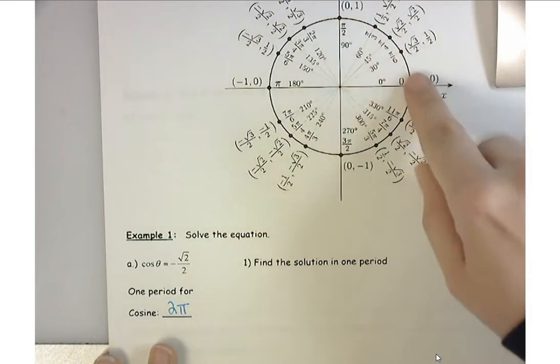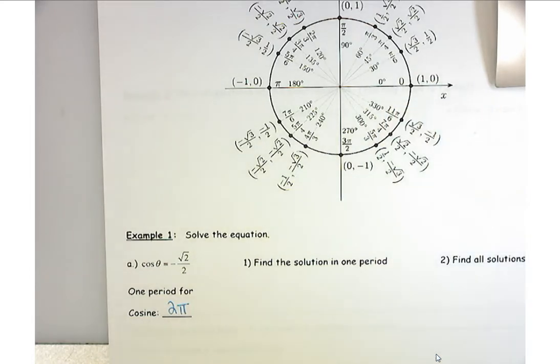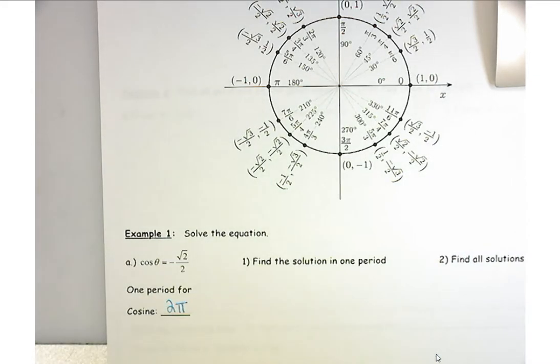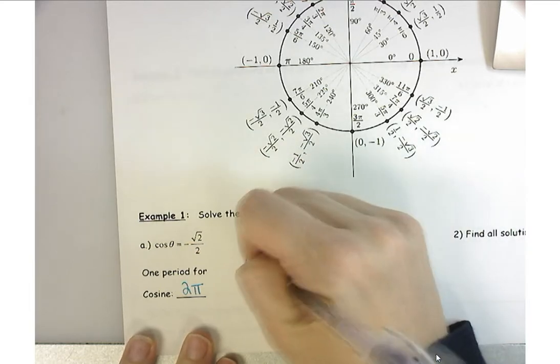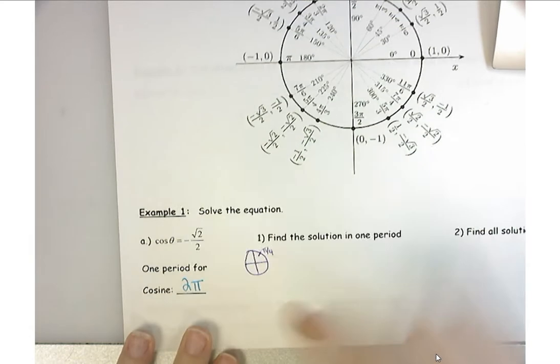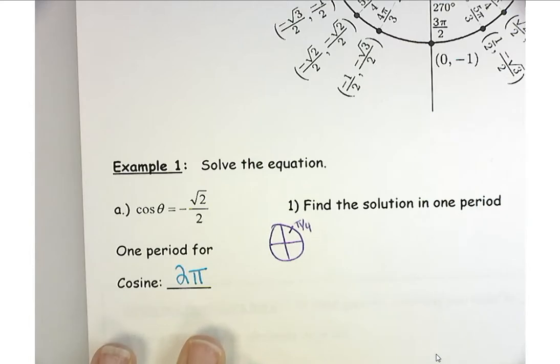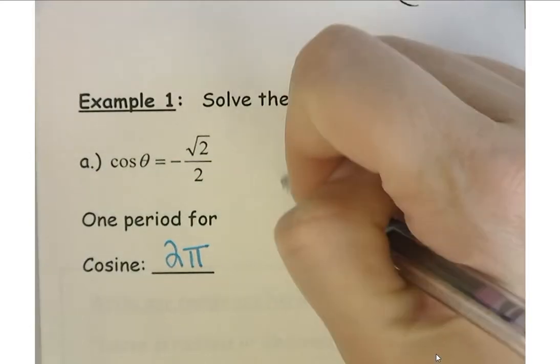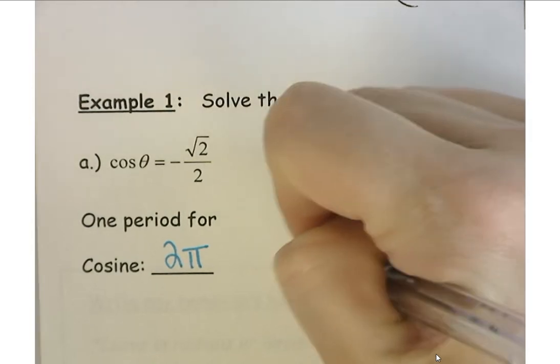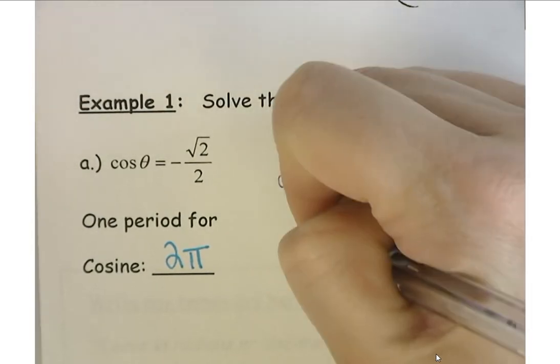Well, 2 pi also happens to be the distance of 1 time around the unit circle. So what we're going to do is find where on the unit circle is the cosine negative root 2 over 2, or where on the unit circle is the x value negative root 2 over 2. So I know that cosine is positive root 2 over 2 at pi over 4. Because I'm looking for the negative values, I know cosine is negative in quadrant 2 and in quadrant 3, so I would find those values.